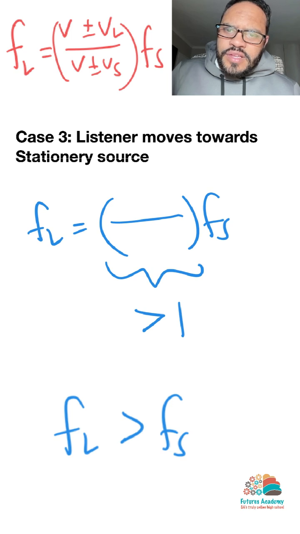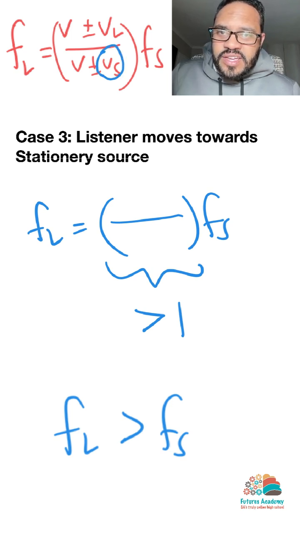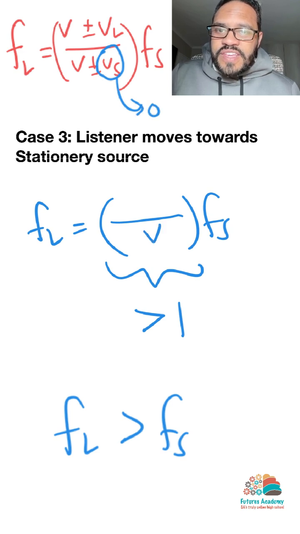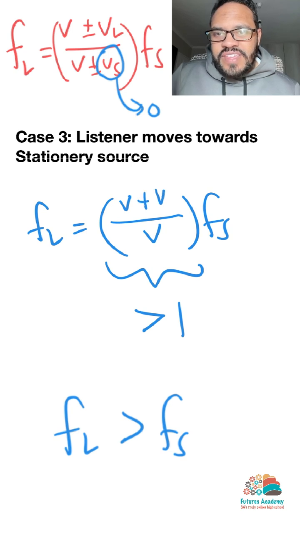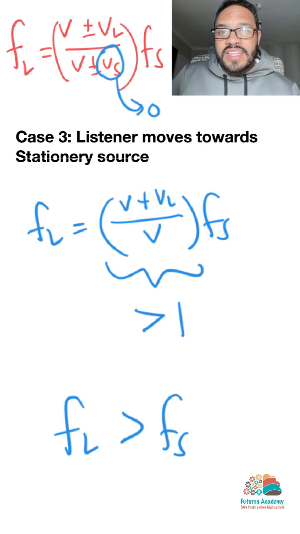Okay, so on top, the source is now not moving, so this thing is going to be 0. I'm left with just V and the same V on top. They carry the same numerical value. And for this fraction to be greater than 1, I'm going to have to say V plus VL, so that the top is bigger than the bottom. Okay, so that's your case 3 formula.